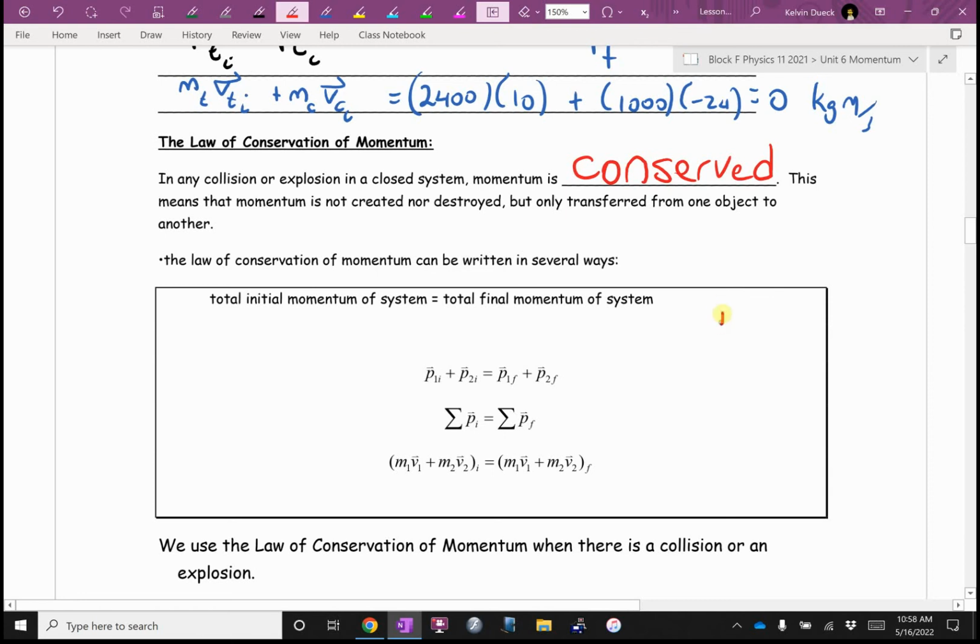What is that funny symbol there? Okay, it's a sigma. What does a sigma mean in math? It's an abbreviation for what? I think you're right. The sum or the total. So this third version is saying the total momentum you start with has to equal the total momentum you finish with.